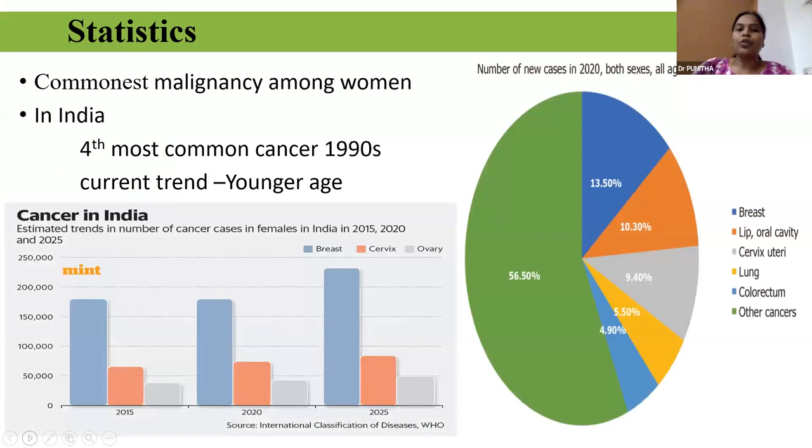So 80% of the women do come to us for some surgery when they are diagnosed with breast cancer. Breast cancer is the commonest malignancy among women globally, and in India, from the fourth position in the 1990s, it has climbed up to the current first position, and the trend is more towards the younger population now. In 2020, the number of new cases in India in both sexes across all ages was 13.5%. And WHO has predicted that the number of new cases in females in India would increase by another 1 lakh from 2020 to 2025. Next slide.